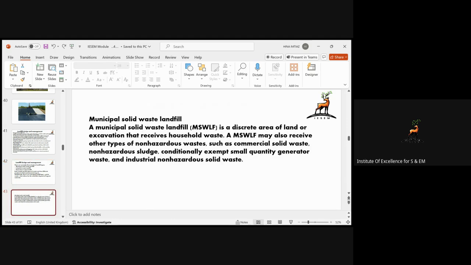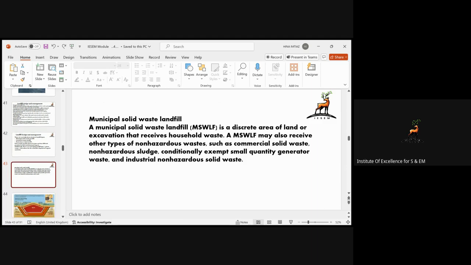First of all, the municipal solid waste landfill. It is basically a discrete area of land or an excavation that receives household waste. It may also receive other types of non-hazardous waste, such as commercial solid waste or non-hazardous sludge. Small quantity generator waste and industrial non-hazardous solid waste can also be managed through the municipal solid waste landfill.